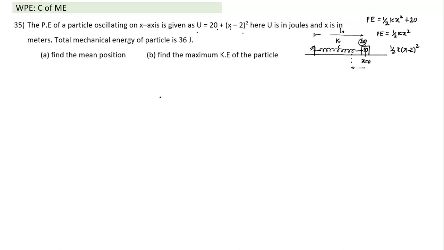Coming back to how else we go about solving the question. The rest of the solution is fairly simple. If this is the potential energy, how do we find the mean position? Can we think of a way of finding the mean position? And then we have to find the maximum kinetic energy. Tejas, can you tell me how do you find the mean position here?